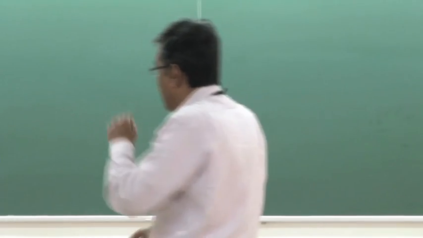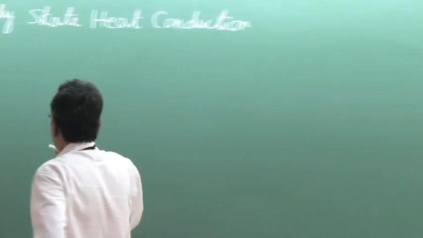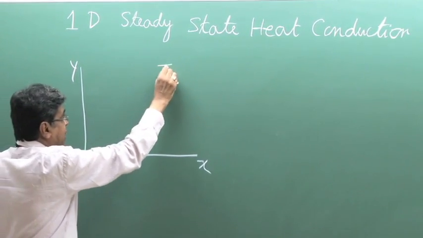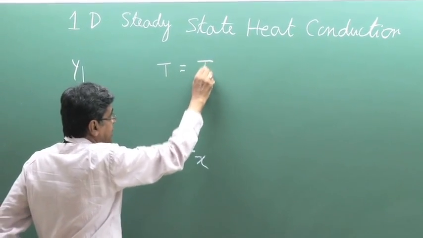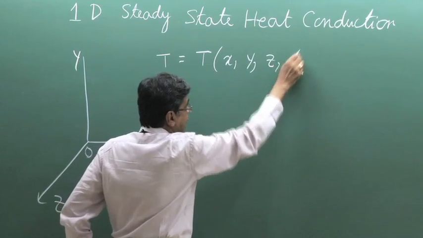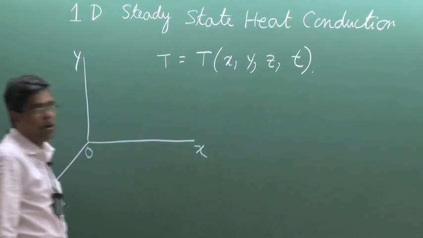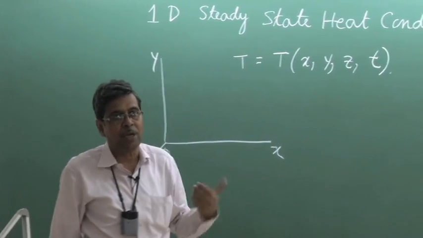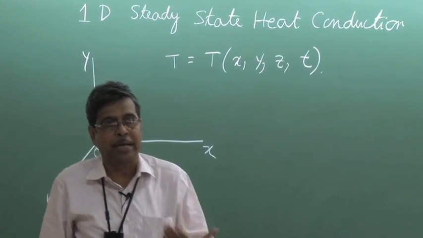So I start again with the same thing: if we denote a Cartesian coordinate frame like this, then we can tell that temperature T in general is a function of the space coordinates x, y, z and time t in a heat conducting medium, usually solids, where the mode of heat transfer is by pure conduction only.